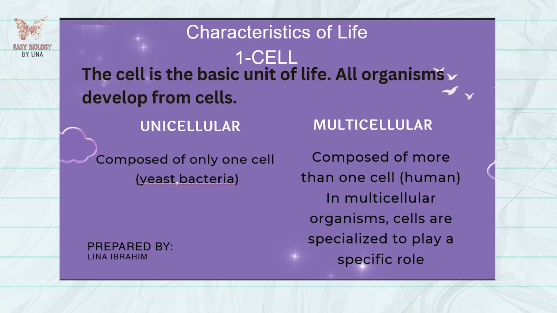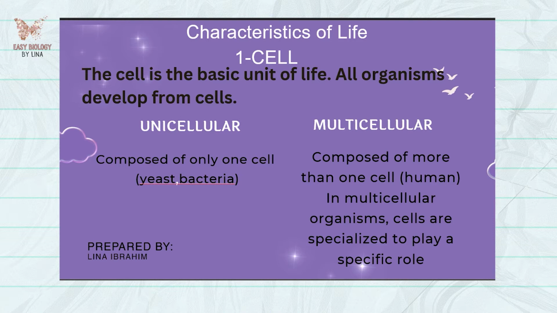In this section, we will talk about the main characters of all living things. The first character of all living things is cell. And you know that all the organisms are made up of cells. What is a cell? Cell is the basic unit of structure and function, and it's the basic unit of life. All the organisms develop from cells.